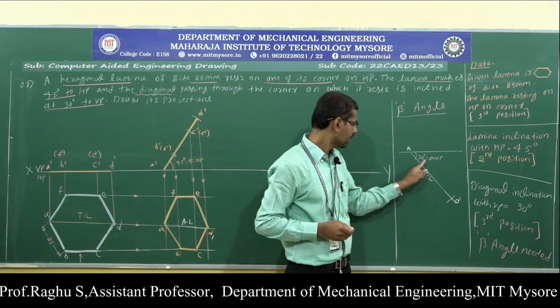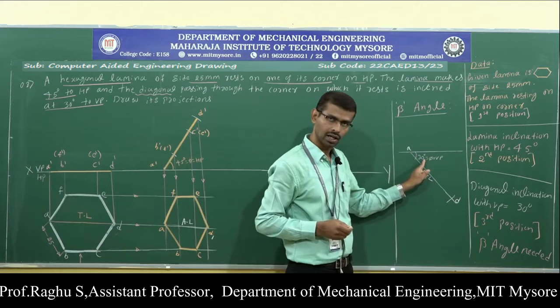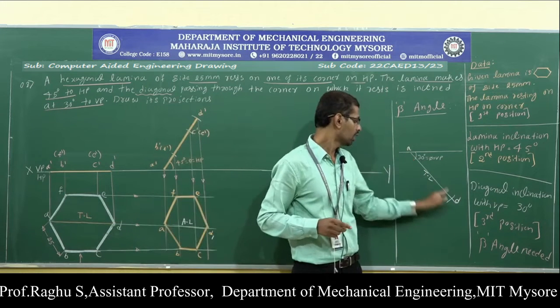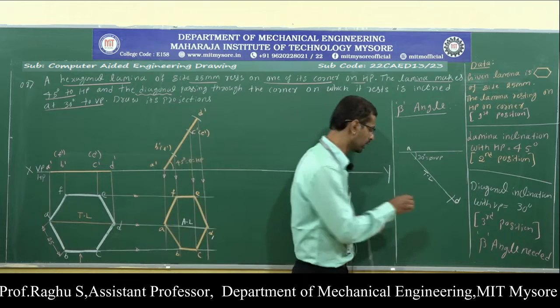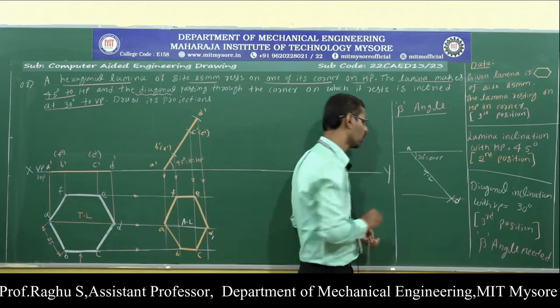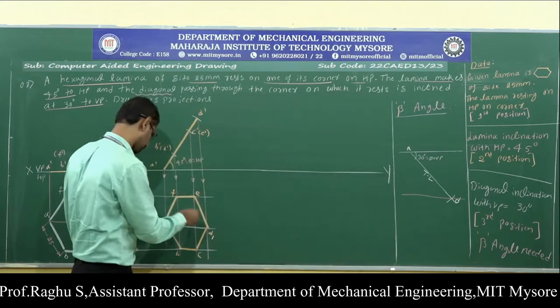So this is the true length and this is the true inclination, right? Okay, here draw a 30 degree line. Next, measure the AD length and from this point cut an arc. Now through point D, draw a locus line.